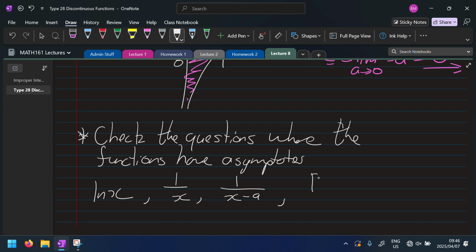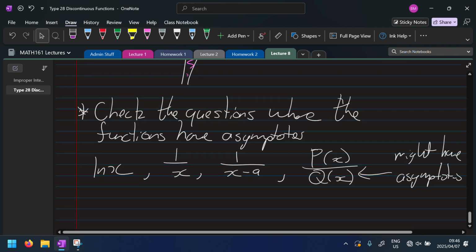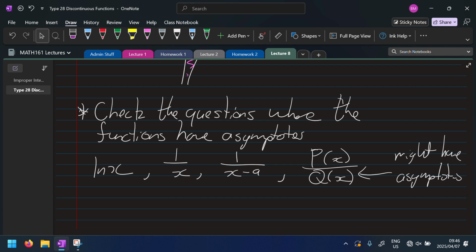Or you could have a rational function, p of x over q of x. You could have a few asymptotes where the bottom is 0. Right, like your partial fractions. Okay, there might be some asymptotes in the bottom. And that last one there, the partial fractions, I could mix the questions together. I could give you a partial fractions question where the integral is improper. For example, you can mix them up.